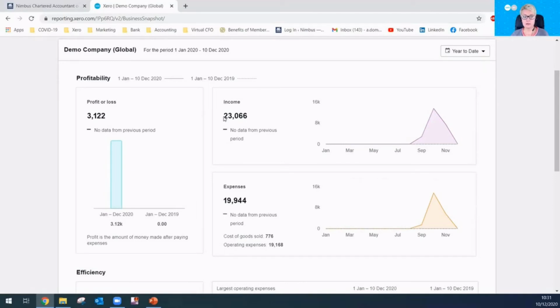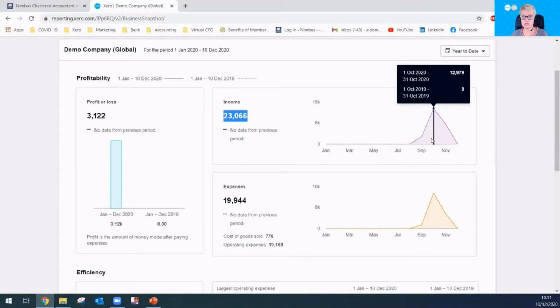So here is more detailed information to explain the profit. Our income, our revenue this year was 23,000, which is great. And then it is showing us the revenues month by month. We can see that the high jump, the peak, was in October. When we hover over it, it will give us more details. So in October, we earned 12,000, which is pretty good.